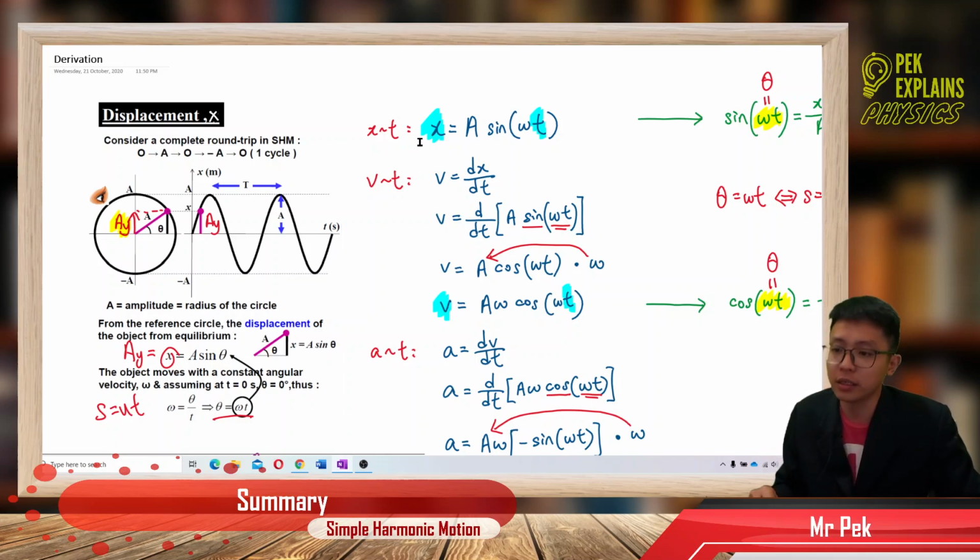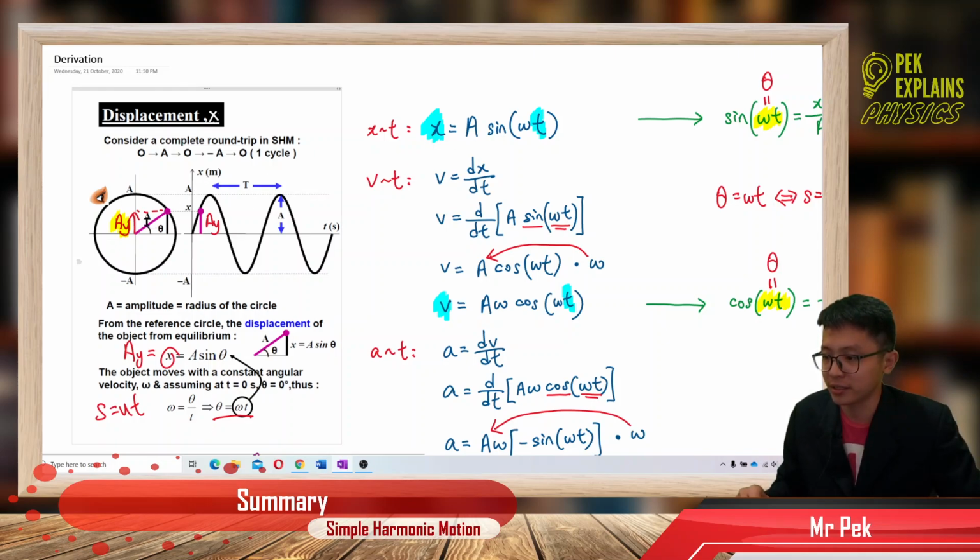And that's why we get the first and most important formula in simple harmonic motion, which is x equal to a sine omega t. Why omega t? Because theta changed to omega t. So this graph is actually based on x equal to a sine omega t. Why is this a sine graph? Because sine omega t. And the amplitude is A.